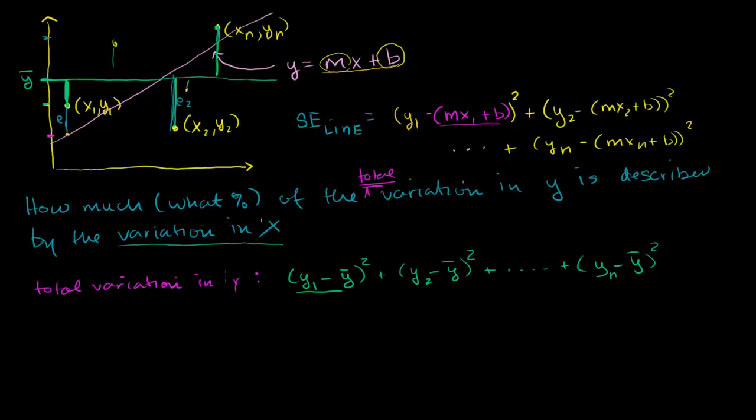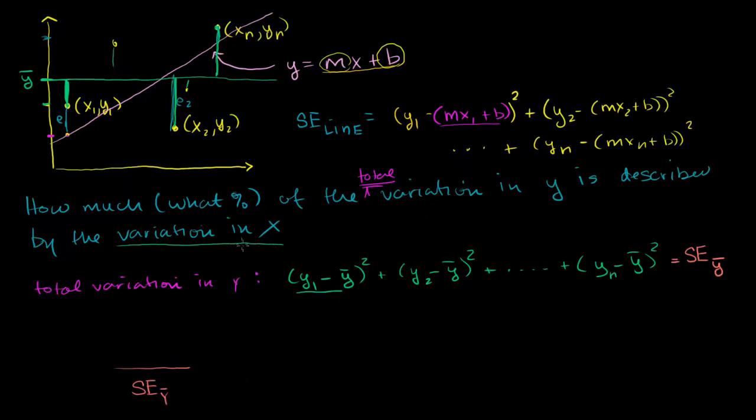Our denominator is the total variation in y. So let me write it this way. Let me call this the squared error from the mean of y, and this is really the total variation in y. So let's put that as the denominator: the total variation in y, which is the squared error from the mean of the y's. Now we want to know what percentage of this is described by the variation in x.